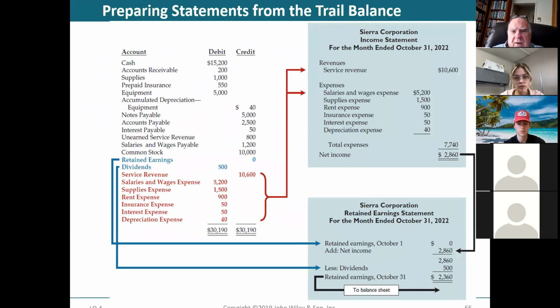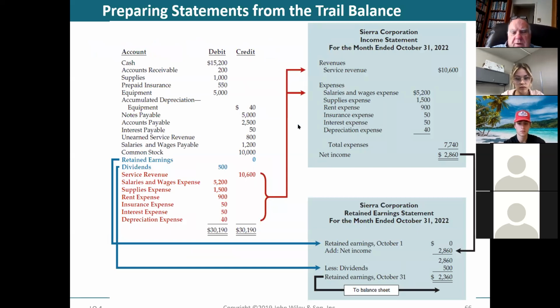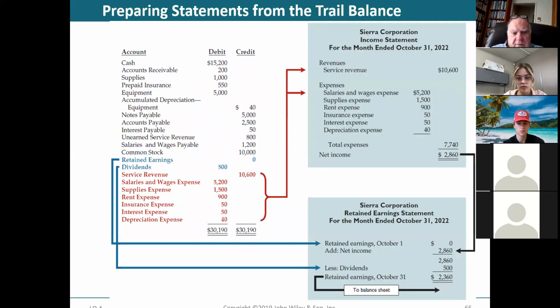Prepare your financial statements from the trial balance. Financial statements are prepared directly. So here we go. We know how to do this already, right? This was on your test and everything. We know that everything starting with your first revenue account is the income statement. So we just bring over the 10,600 in revenue minus all these expenses, which gives you net income of 2,860.